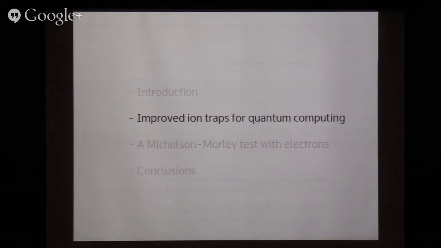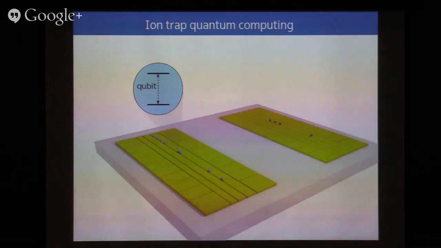Okay, first, improve traps for quantum computing. So first, I need to state where the problem is. And I start by stating where the problem is not. So here we have our ions, and they are trapped here, and we have a qubit.